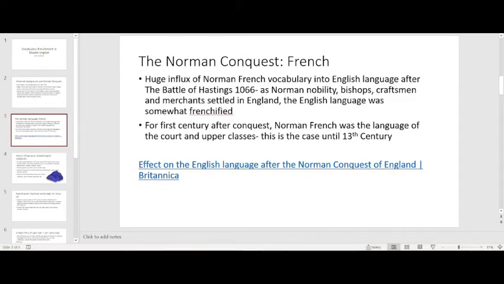As the Norman nobility and bishops and craftsmen and merchants settled in England, the English language was somewhat Frenchified. For the first century after the conquest, Norman French was the language of the court and the upper classes, which was the case until the 13th century.